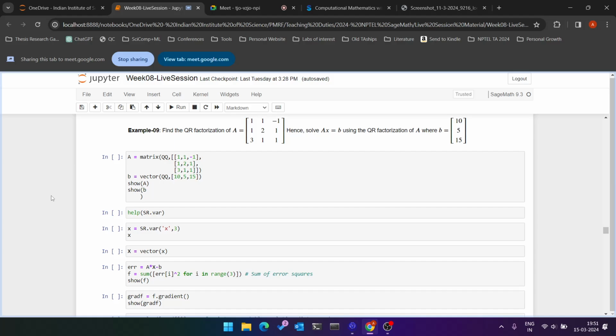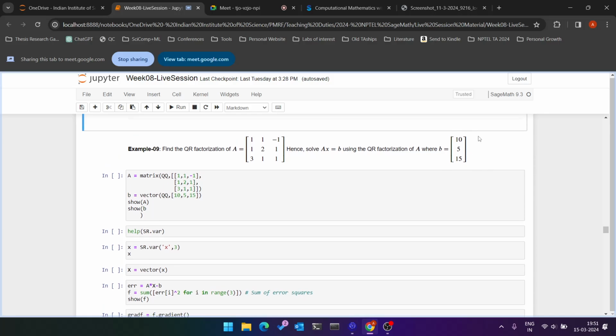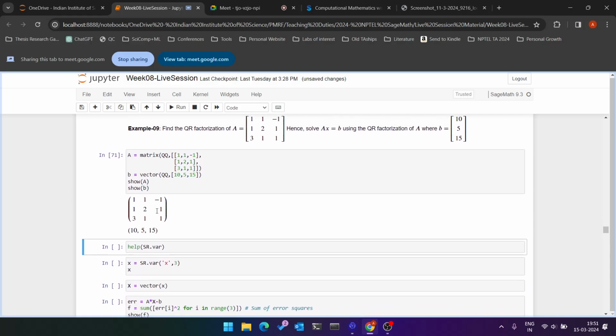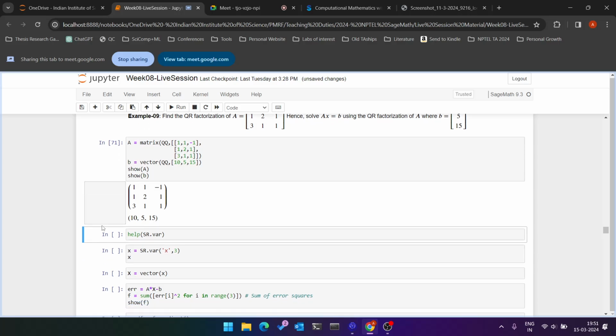Next example, we have been asked to find the QR factorization of a 3 by 3 matrix A, which is given here, and use that to solve Ax equal to B, where B is a vector of size 3 given as follows. So we first define the A and B matrices, A as a matrix on QQ and B again as a vector on QQ. I'll just print what they look like. So yeah, this is as given.